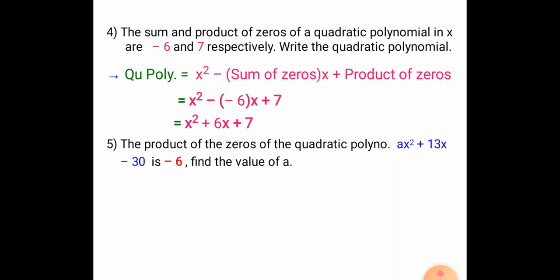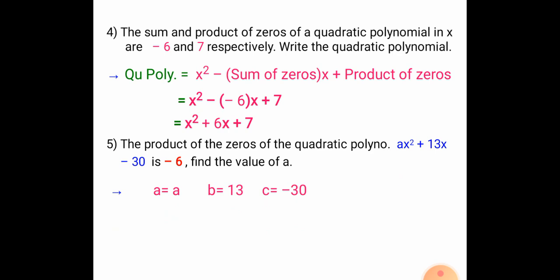In the next example, a quadratic polynomial is given, which is ax square plus 13x minus 30, and if you read the problem, you have to understand the meaning that product of the zeros of the quadratic polynomial ax square plus 13x minus 30 is minus 6. That means that product is given and you are supposed to calculate the value of a. For that, once again you have to compare and get the values of a, b and c. You know that a will remain a, b is plus 13 and c is minus 30.